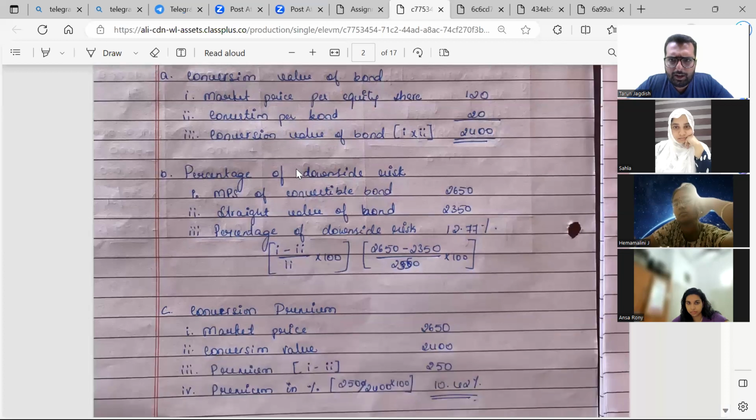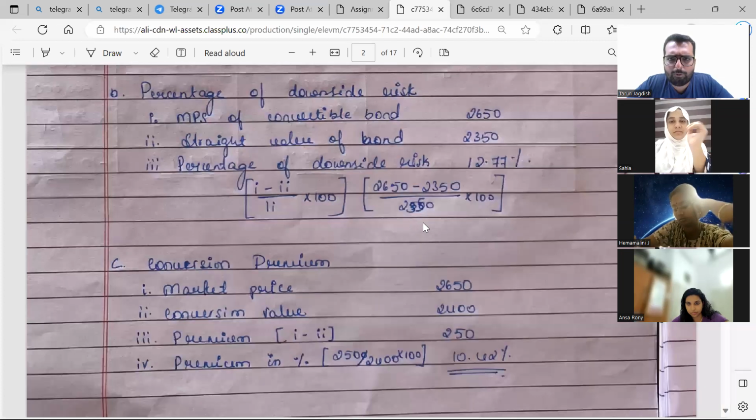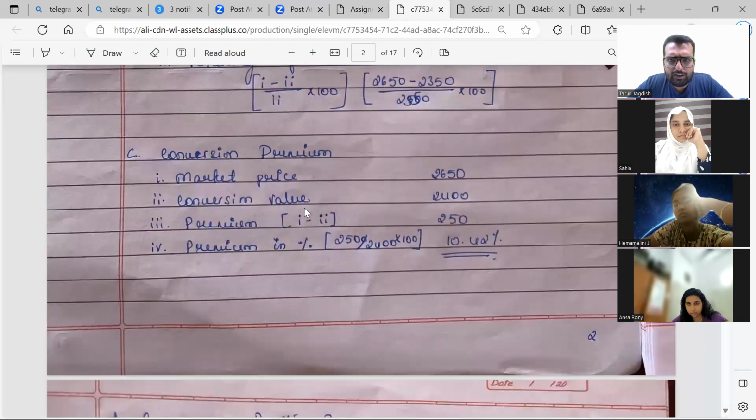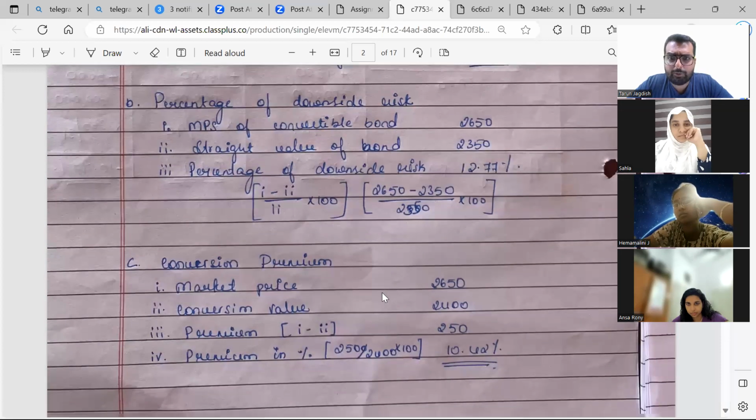All right. Percentage of downside risk, MPS, straight value. You have given 1 minus 2 by 100. Excellent. This is well written. But, Bhavya, you have this problem. What is this overwriting once again? Never do that. You get confused with the numbers. Yes, but please make sure in the exam you don't do that.